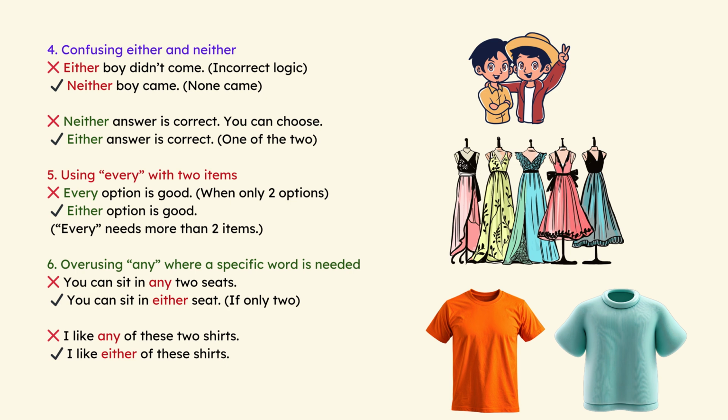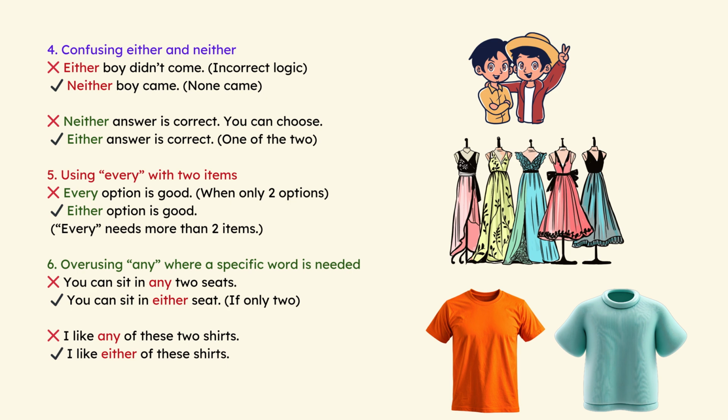Fifth mistake, using every when there are only two items. We do not say every option is good. If there are only two options, we say either option is good, because every is used when there are more than two items. For two items, we use either.